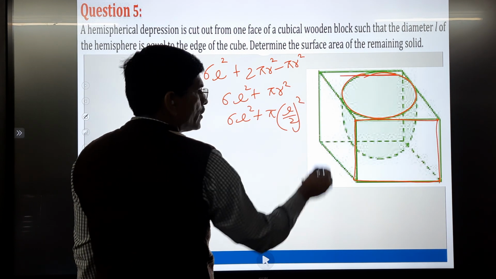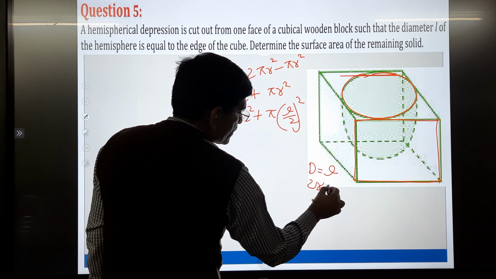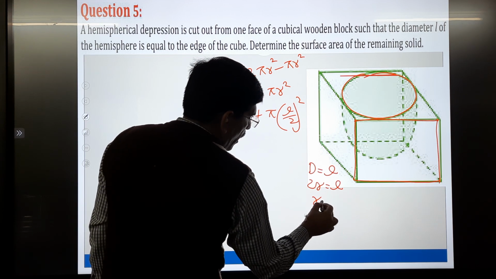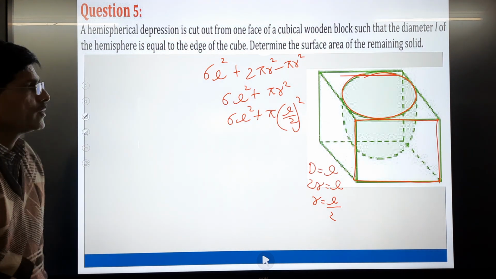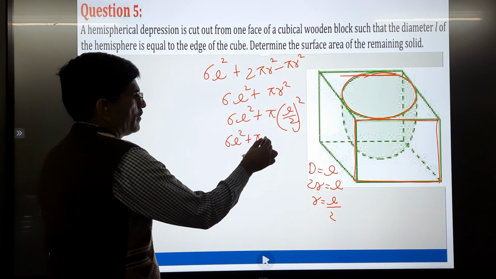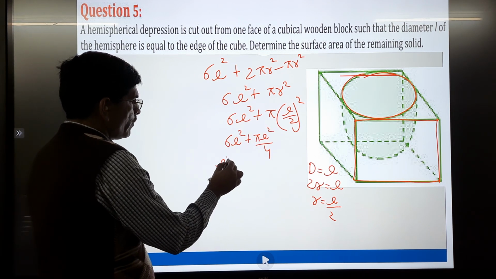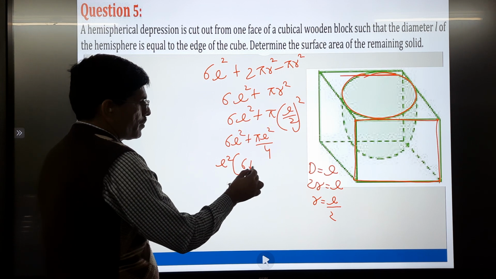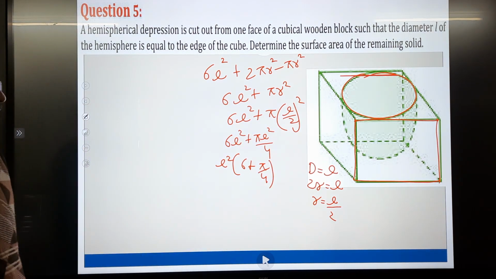Why can we say L by 2? Diameter is equal to L. So 2r is equal to L. So r is equal to L by 2. So 6L square plus pi L square by 4. So L square we have to make common, 6 plus pi by 4. And make the LCM, you will get the answer.